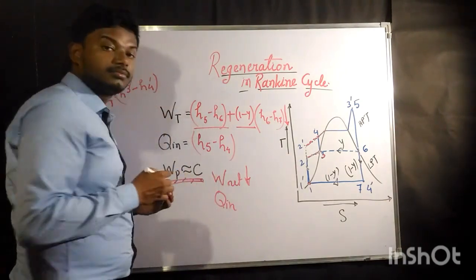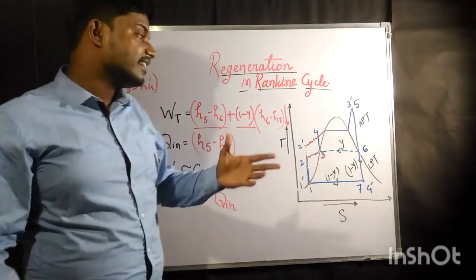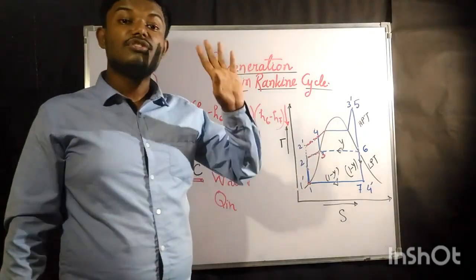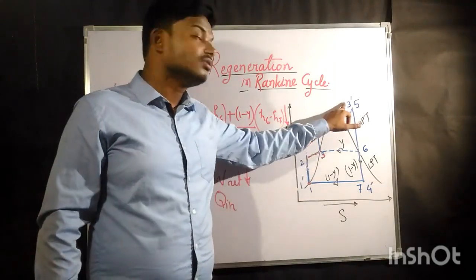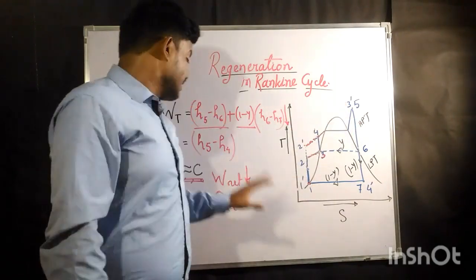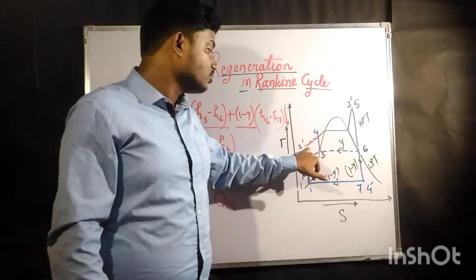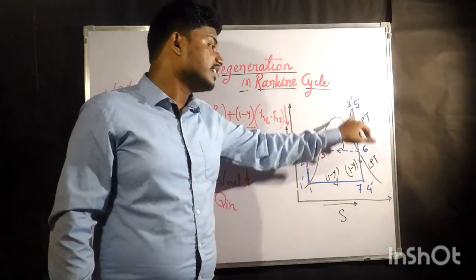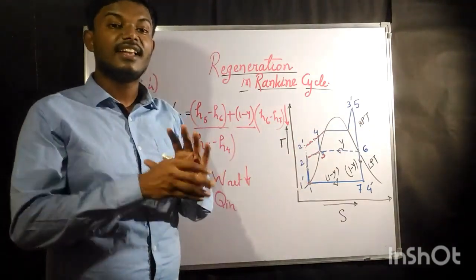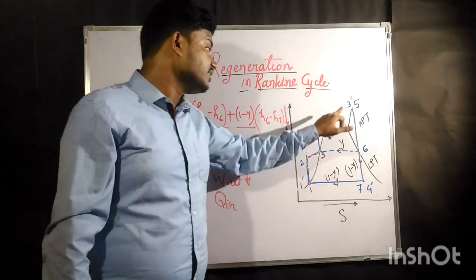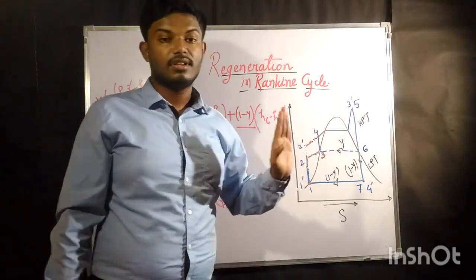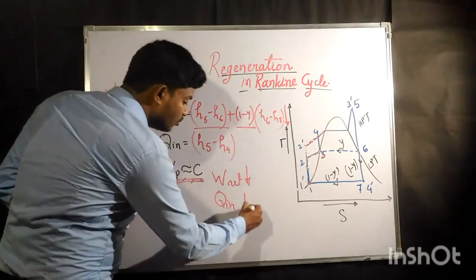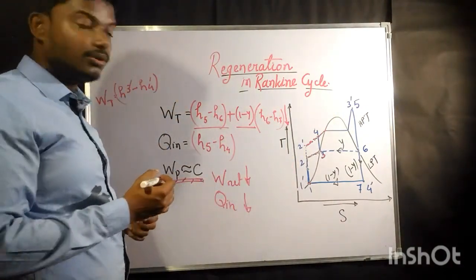Q in is what? Q in is the heat addition process. In a normal Rankine cycle, your heat addition would have been from 2 dash to 3 dash, but in the regeneration Rankine cycle the amount of heat you want to give is from 4 to 5 only. So Q in is also decreasing.